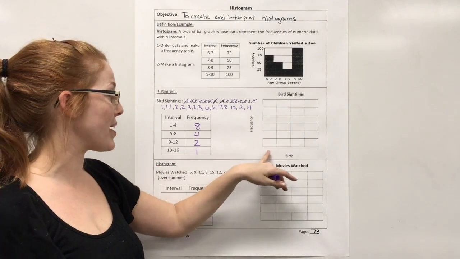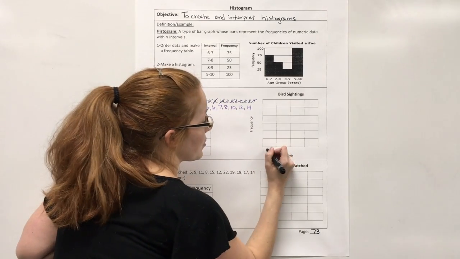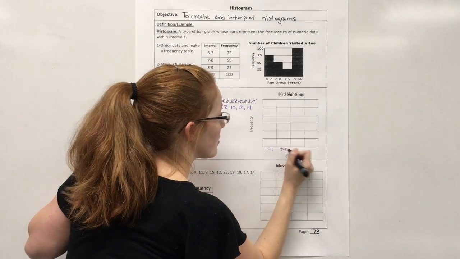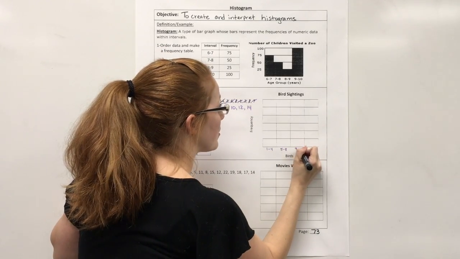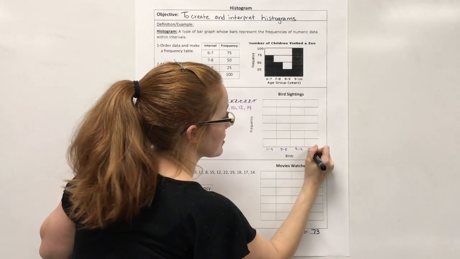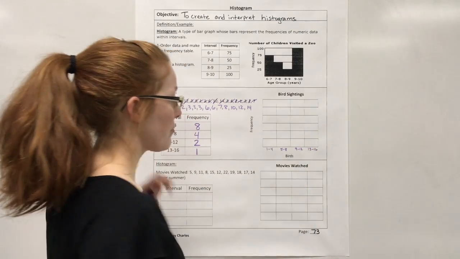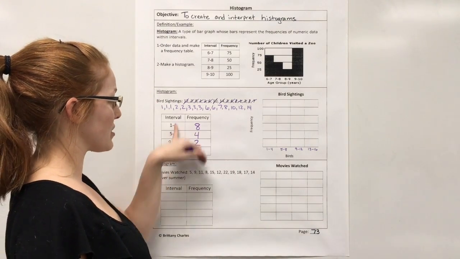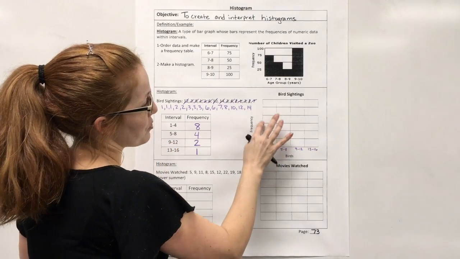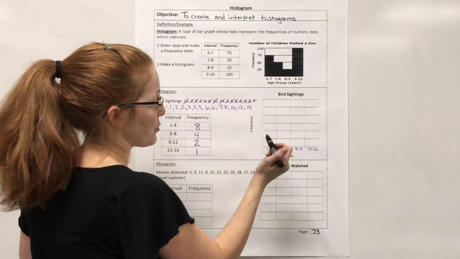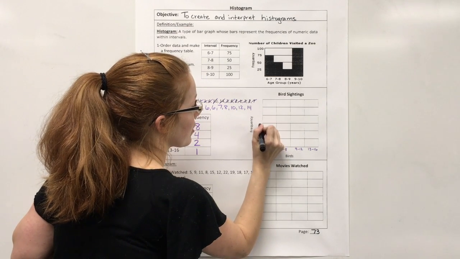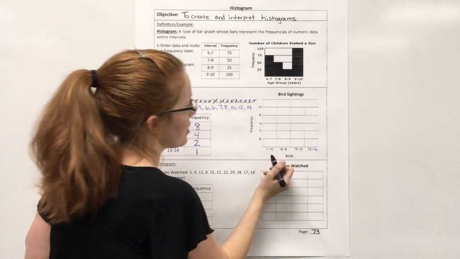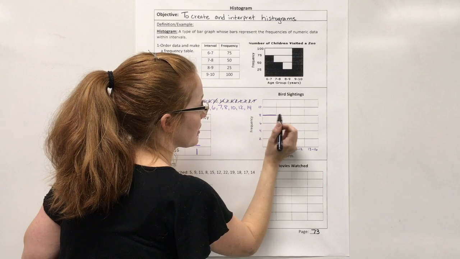All right, now I would graph it. So first thing I need to do is write my intervals. So I have 1 to 4, 5 to 8, 9 to 12, and 13 to 16. Okay, so now I'm going to graph it. So my first one was 8. So out of these frequencies, the highest number I had was 8. So let's see. 1, 2, 3, 4, 5, 6. Nope, I'm going to have to count by 2s. So 2, 4, 6, 8, 10. Okay, so my first one was 8. So that means this is going to go up to 8.